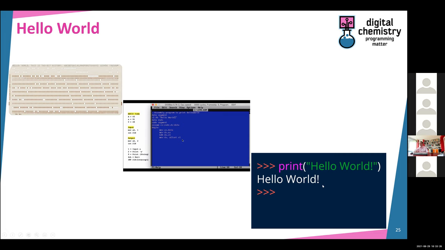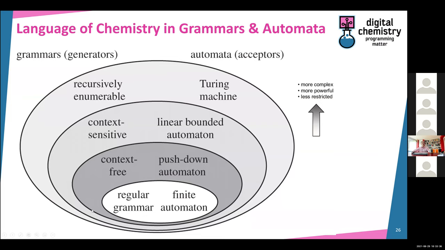To make a language for chemistry, I had to understand formal language theory and think about how to go from a regular grammar to context-free, context-sensitive, and then recursively enumerable, to make a grammar that was a generator. In the same way, you could do this with an automaton, going to a push-down one, a linear one, and then to a Turing machine, which is more complex and much more powerful than just a finite automaton.